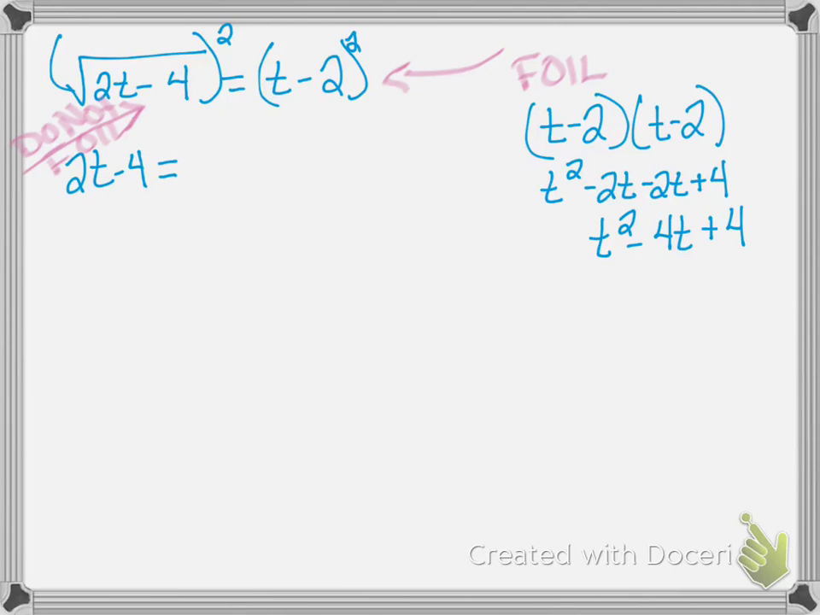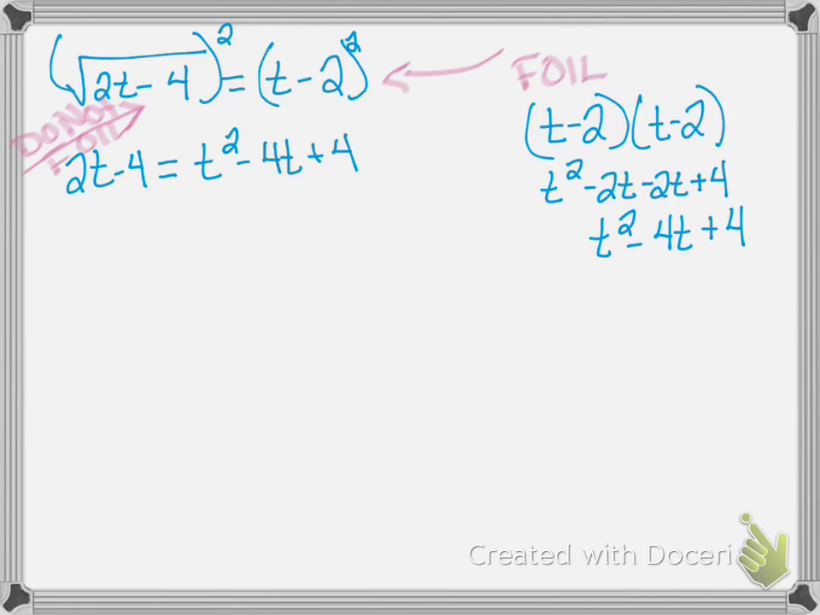Okay? And now I'm just writing t squared minus 4t plus 4 over here. My next step is to bring everything over. I've got to set it equal to 0. The reason that I set it equal to 0 is because it's a quadratic. So that t squared makes it a quadratic.